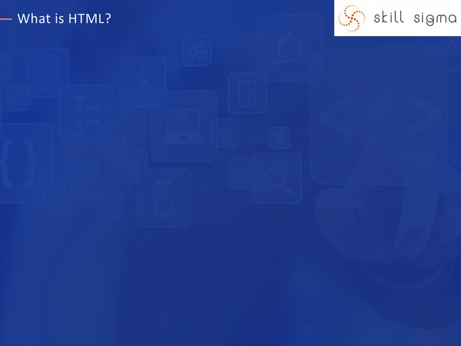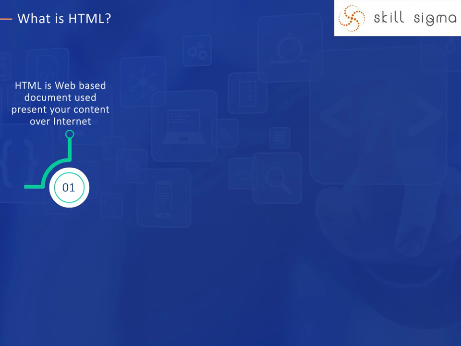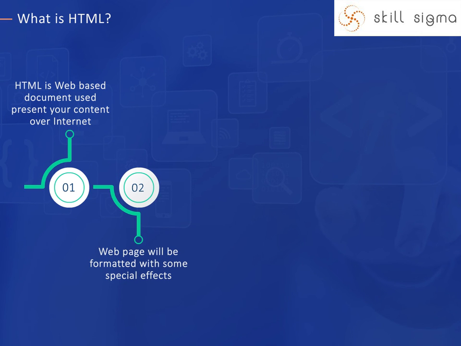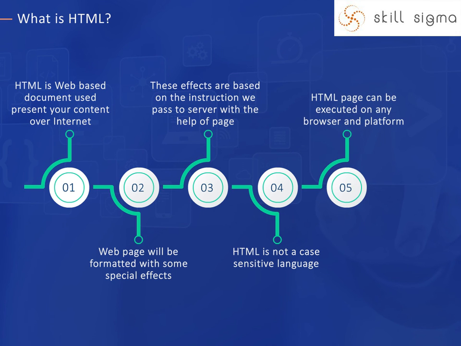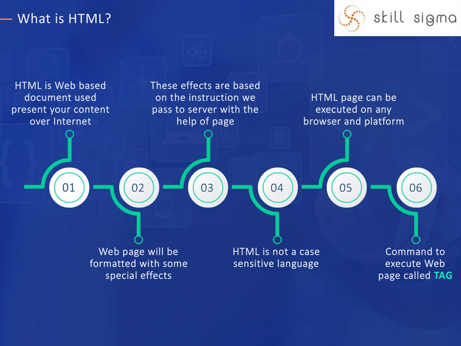Moving on to what is HTML? HTML is a web-based document used to present your content over Internet. The web page which we design will be formatted with some special effects. These effects are based on the instructions we pass to the server with the help of the page. An HTML page need not be case specific. HTML page design can be executed on any browser and platform. We use a command for HTML to execute a web page, called a tag.